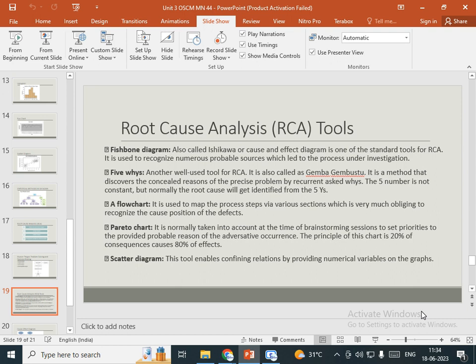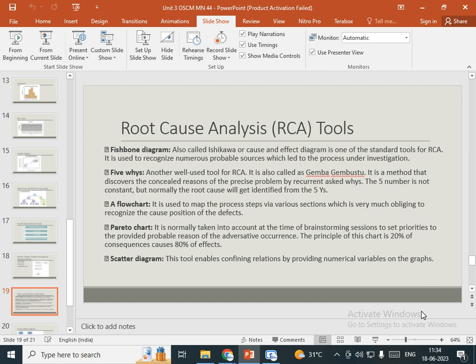Then we have five whys, another well used tool for root cause analysis. It is also called Gemba Gembutsu. It is a Japanese term. It is a method that discovers the concealed reasons of the precise problem by repeatedly asking why. The number 5 is not constant here, but normally the root cause will get identified from the 5 whys. Then we have the flowchart.